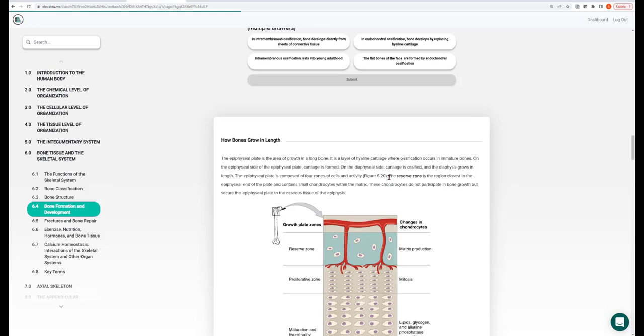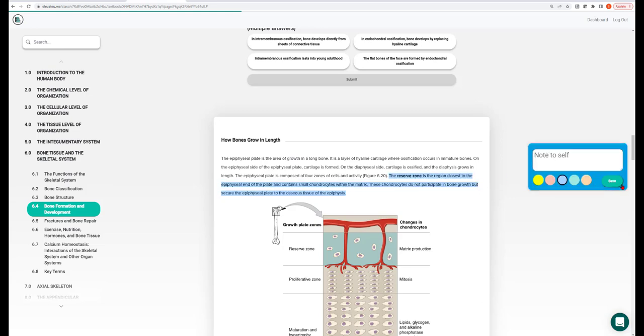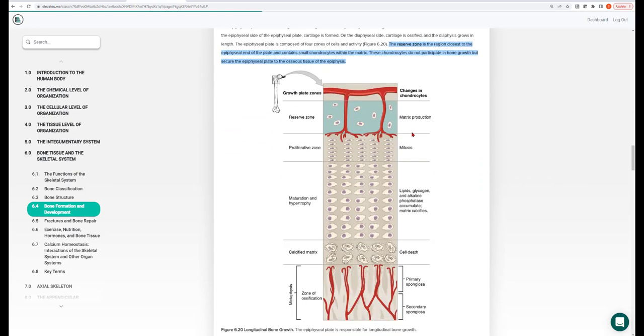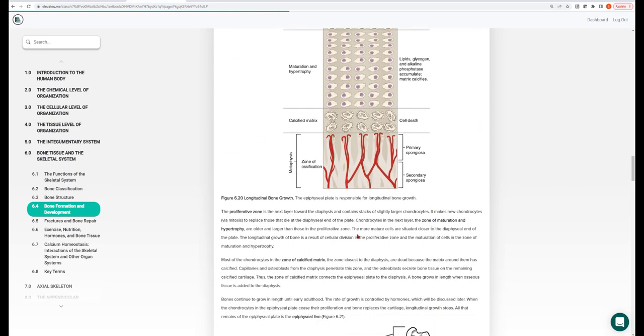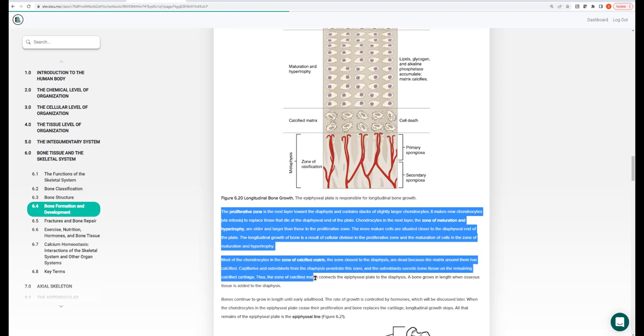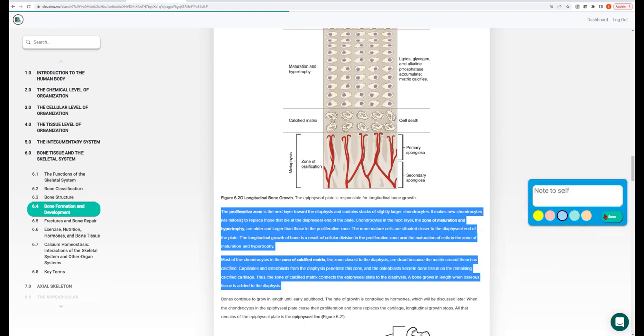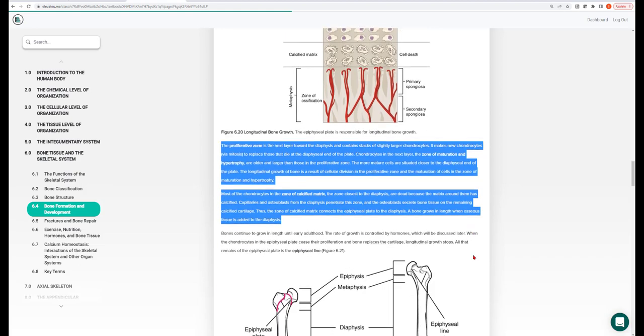So here is what I don't care about. From reserve zone down, I'm going to make this blue, right? Don't worry about this. Don't worry about learning the zones that are involved in this process. And don't worry about these proliferative and all of these zones. I'm going to put a blue area through this. Again, blue represents areas that you don't need to worry about the content.